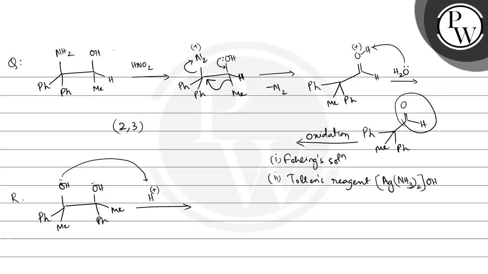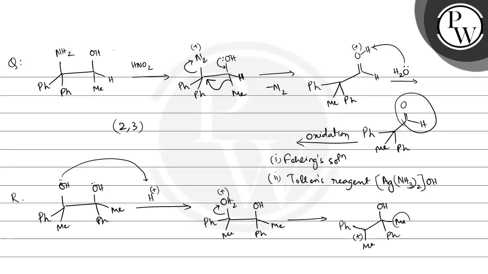Here an OH2+ ion will form. So this is Ph, Me, here we have OH2+, then OH, then Ph, and here we have methyl. Then this OH2+ can leave and we will have a carbocation: Ph, methyl, then OH, methyl and Ph, and here we have a positive charge.